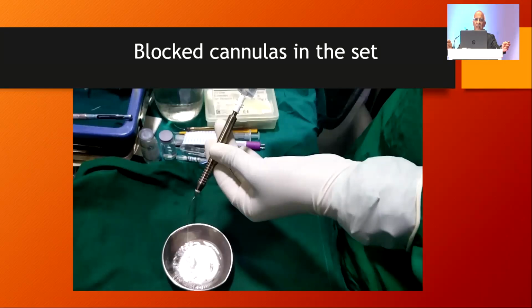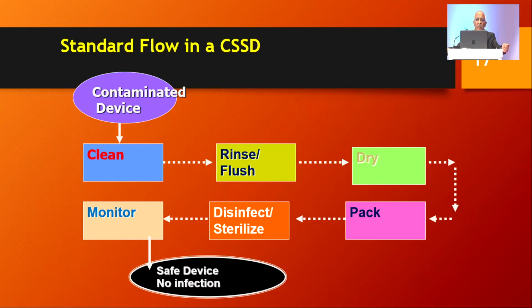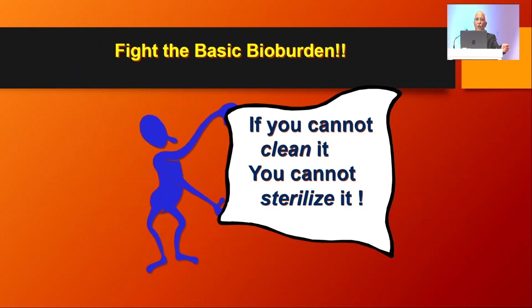Blocked cannulas in the set are something that we should never use. We should just discard them if they are blocked. The nurse trying to reopen the block by pushing forcibly should never be done, because we should understand the standard flow in a CSSD: when a contaminated device is given to the CSSD department, they clean it, rinse it, dry it, pack it, disinfect it, and then keep it for monitoring and storage. The most important step in all this is the cleaning. So if you cannot clean it, you cannot sterilize it. That is the norm that you should maintain in your mind.